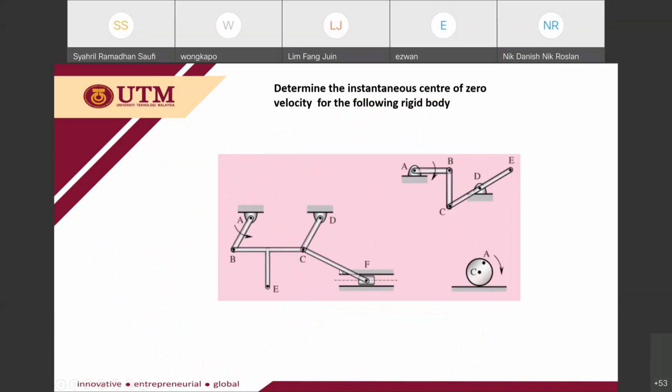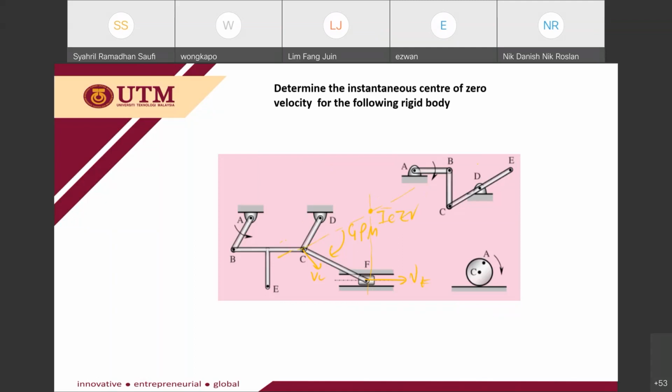Okay, so I hope you can try on this part. You just need to determine which member is moving with general plane motion. So basically CF, the general plane motion. Then from CF you need to determine the ICZV. So basically this is the VF, and this might be here for VC. Okay, so you draw a perpendicular line to each velocity. Then you can get the ICZV, the center of zero velocity.